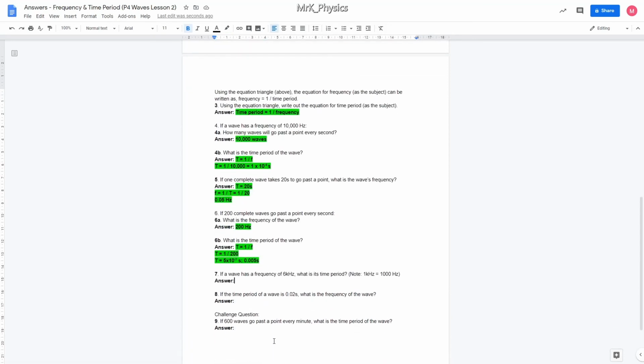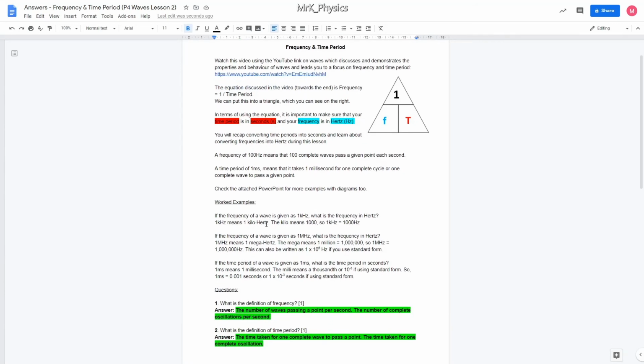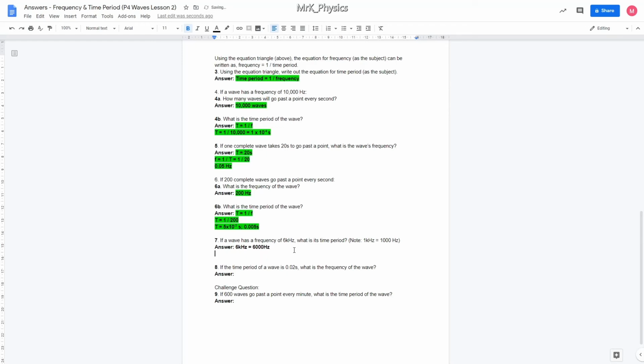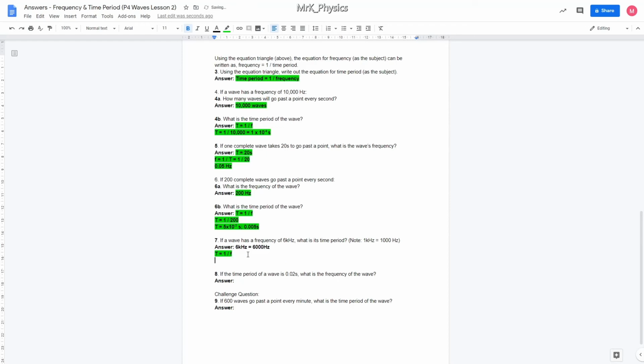If a wave has a frequency of 6 kHz, what is its time period? Now note 1 kHz, otherwise known as 1 kilohertz, as you can see back in this worked example bit, is 1000 Hz. So straight away we can say here that our 6 kHz is 6,000 Hz. That's our conversion, times by 1,000, giving us 6,000 Hz. Then we go back to our equation from before, which I'm just going to cheat again and paste it. So time period is 1 over frequency. That means the time period is going to be 1 divided by 6,000 this time.